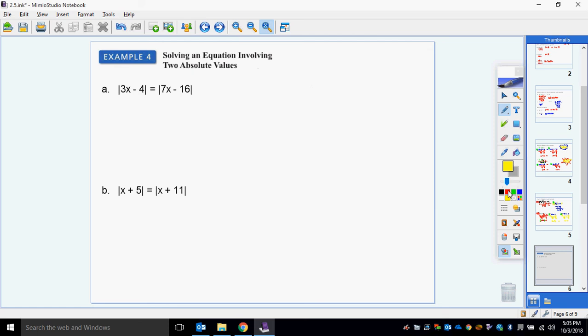Okay, one more type of absolute value equations that you're going to see is when it involves two absolute values equal to each other. Okay, when this happens, we do the same thing we did with our absolute value equations. We're going to have a plan A and a plan B. Okay, remember plan A, everything stays the same. So 3x minus 4 equals 7x minus 16.